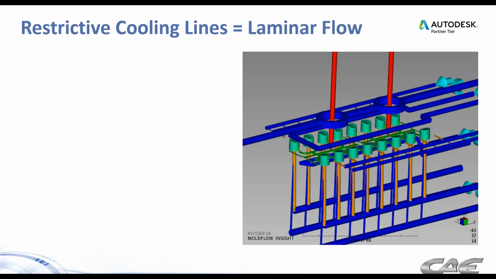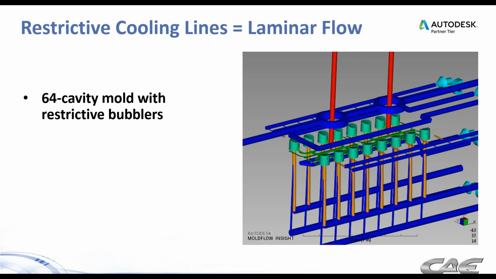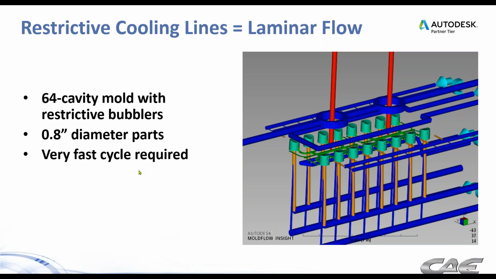Then we get into these cases where the cooling lines themselves start to matter, especially on these smaller parts with tighter cores, and we have a bunch of bubblers trying to cool those areas. How we design those channels and what sizes we use for the bubblers can matter. This is a 64 cavity mold, and the bubblers are restrictive. The parts themselves are just over 3/4 of an inch in diameter.